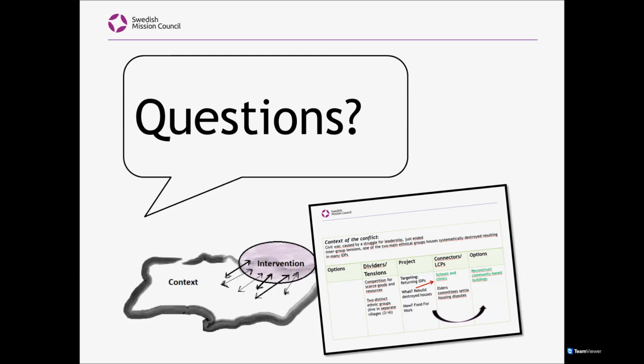Okay, we have a comment here also. I'll read it. Sometimes the dividers are also possible connectors. For example, resources like cattle can cause conflicts, while they can also be used for solving conflicts. A very relevant comment. It only adds to what you said, Kari, about trying in the analysis to find these local capacities for peace, and the aspects of the problems that actually could be the sources of solving these problems.